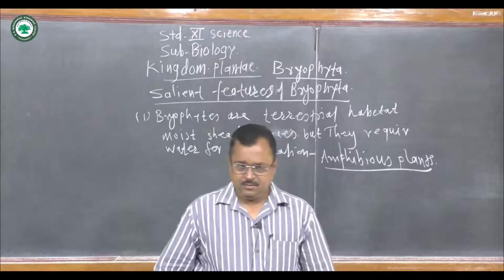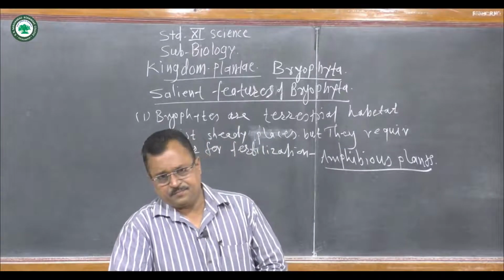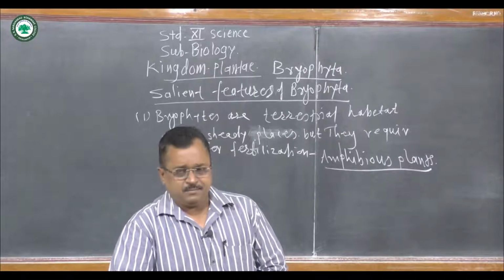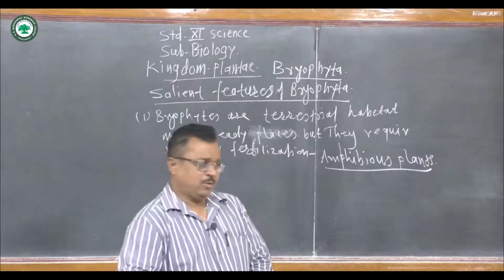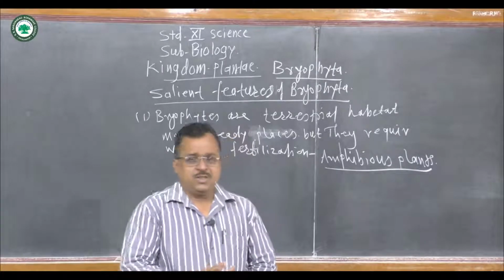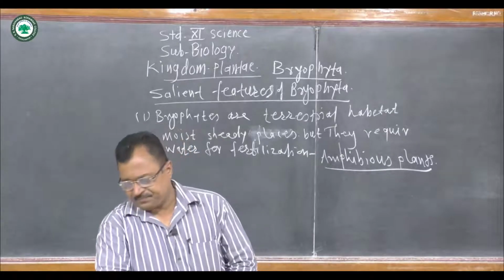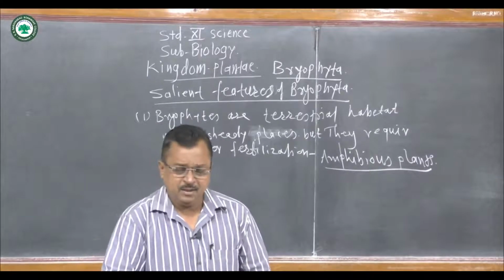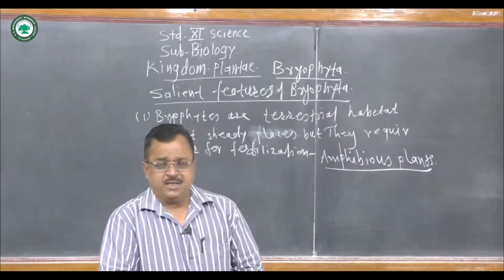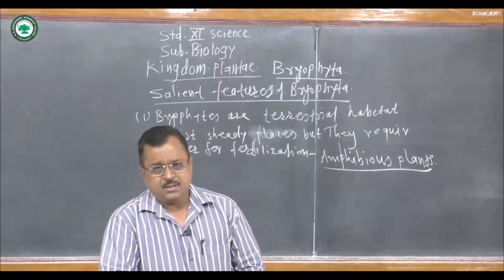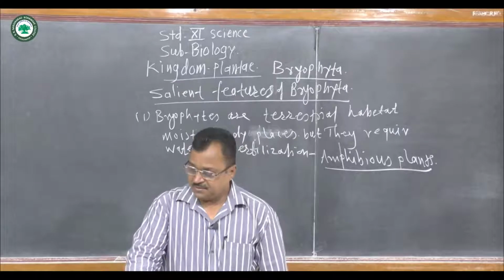You know that the male gametes of bryophytes are motile, and they swim in water and go towards the female gamete of the bryophyte, that is archegonia. It means that to complete the life cycle, water is necessary. Hence, the bryophytes are called the amphibious plants.